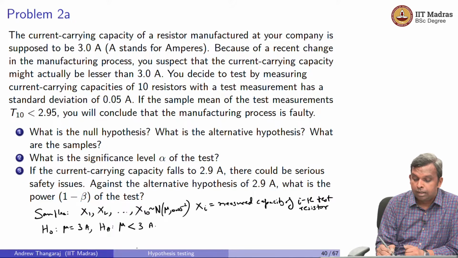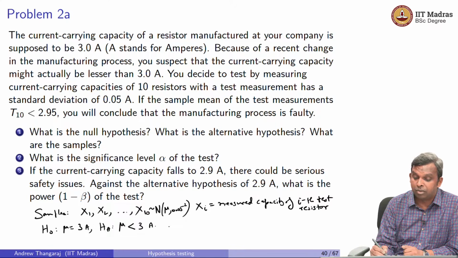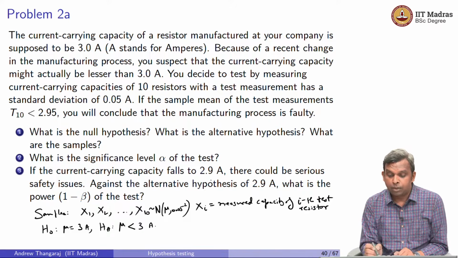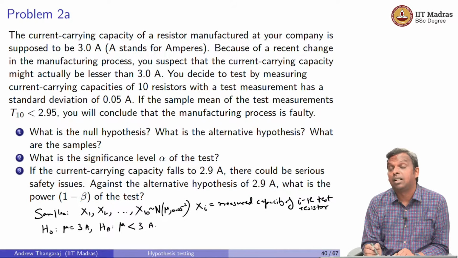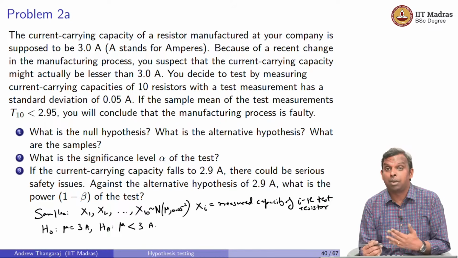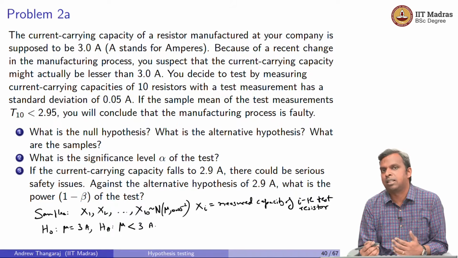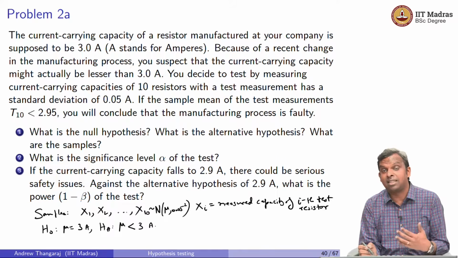Okay, so that's the alternative hypothesis, samples, and what is the significance level? One can write down the significance level, and there's also a power. You really don't want the current carrying capacity to be below 2.9. These are some guarantees you give your customers, saying our current carrying capacity really is not less than 2.9 on average.